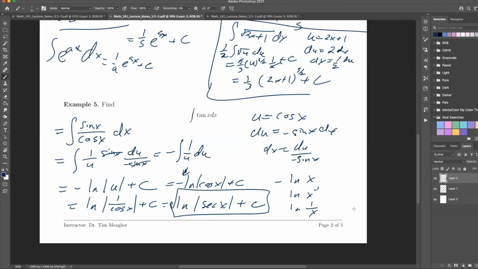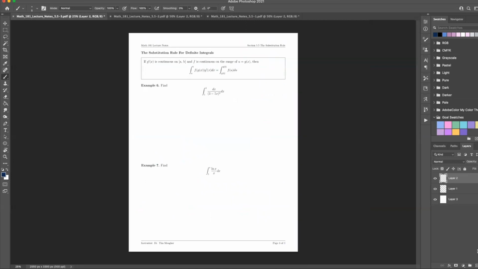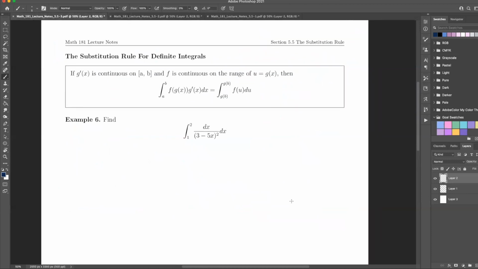All right. Oh, okay. I was like, what are we doing on this last page? Didn't we just do everything? We're going to be doing substitution for definite integrals. Okay, so now if I have a definite integral, instead of adding the plus c, I can just go ahead and change my bounds.